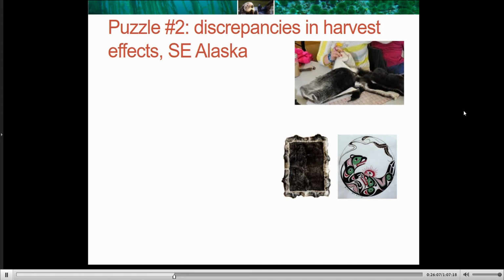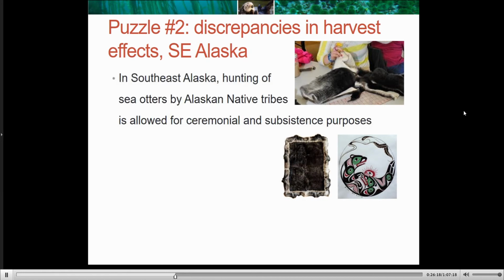So I'm now going to focus in on Southeast Alaska to talk about puzzle number two, which are discrepancies in these spatial harvest effects that we've seen in Southeast Alaska. I'm going to tell you a little bit about what those look like. So in Southeast Alaska, hunting of sea otters by native Alaskan tribes is allowed under the Marine Mammal Protection Act for ceremonial and subsistence purposes. And a fair amount of hunting does occur.